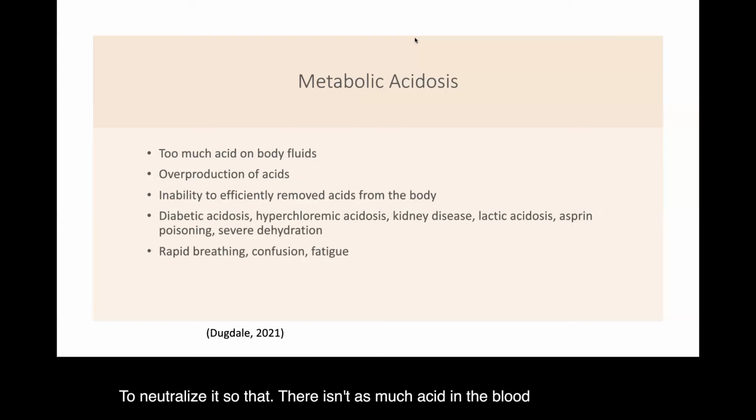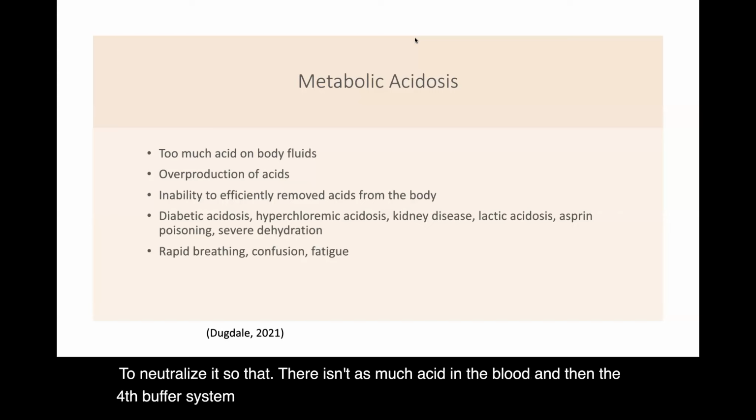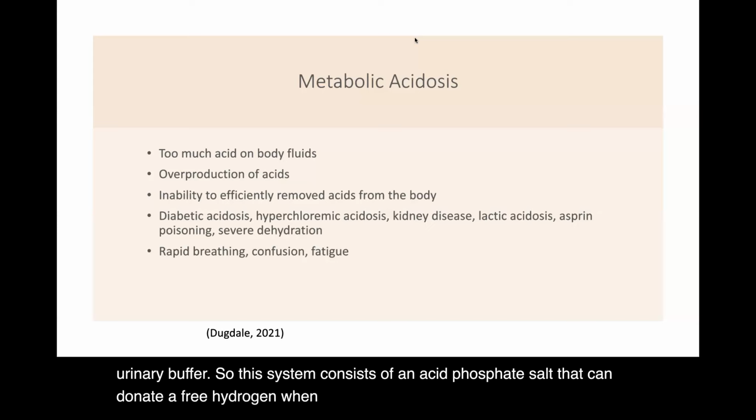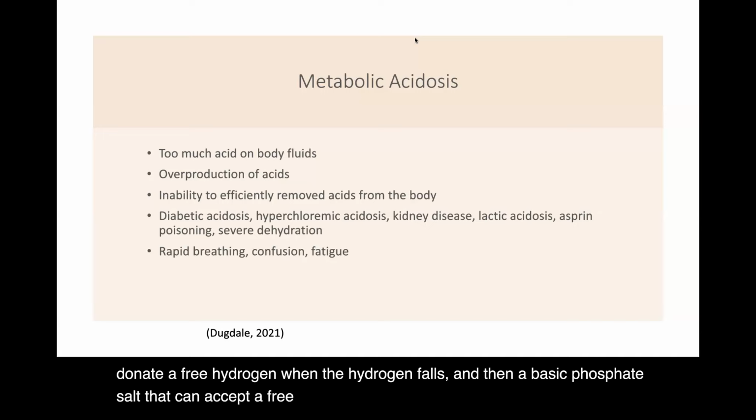And then the fourth buffer system is the phosphate buffer system, which is an important urinary buffer. So this system consists of an acid phosphate salt that can donate a free hydrogen when the hydrogen falls, and then a basic phosphate salt that can accept a free hydrogen when the hydrogen ions rise.